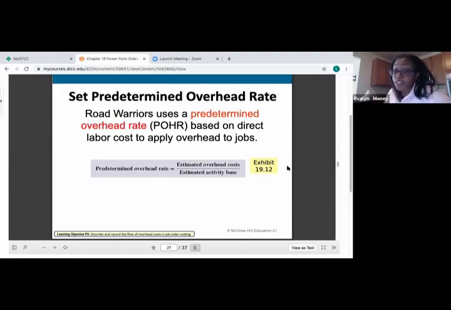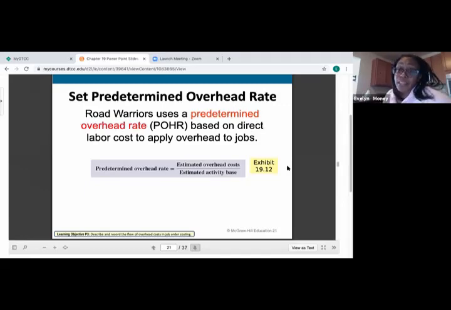It could be a bunch of different things. From a classroom perspective, the problem will tell you what the activity base is. From a real world perspective, we have to rely on our engineers and our production managers to help us determine what causes the overhead costs to increase.